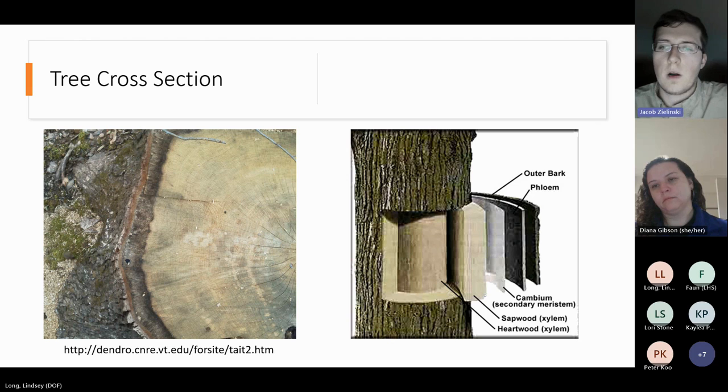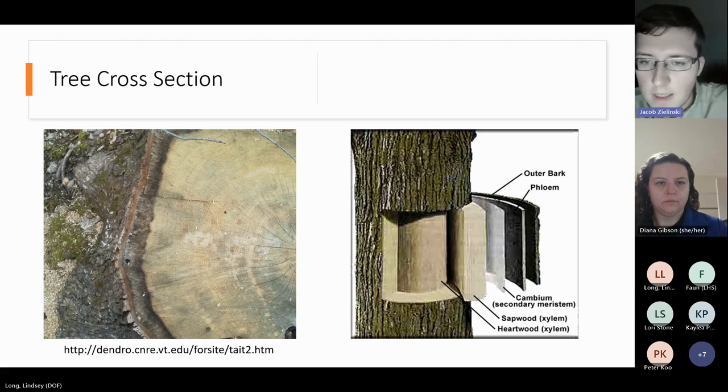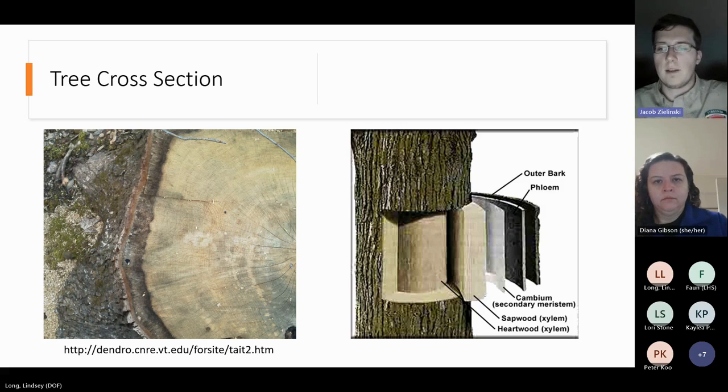You start with the outer bark, what we call the cork cambium. Then you go into the phloem, and that phloem is conducting those nutrients. Then you get the cambium. That cambium is the secondary meristem, and it's generally 1 to 2 cells thick. It's a really thin layer, and that's where a lot of the outward growth is occurring. Then you get the sapwood xylem and the heartwood xylem, where you're conducting your water.